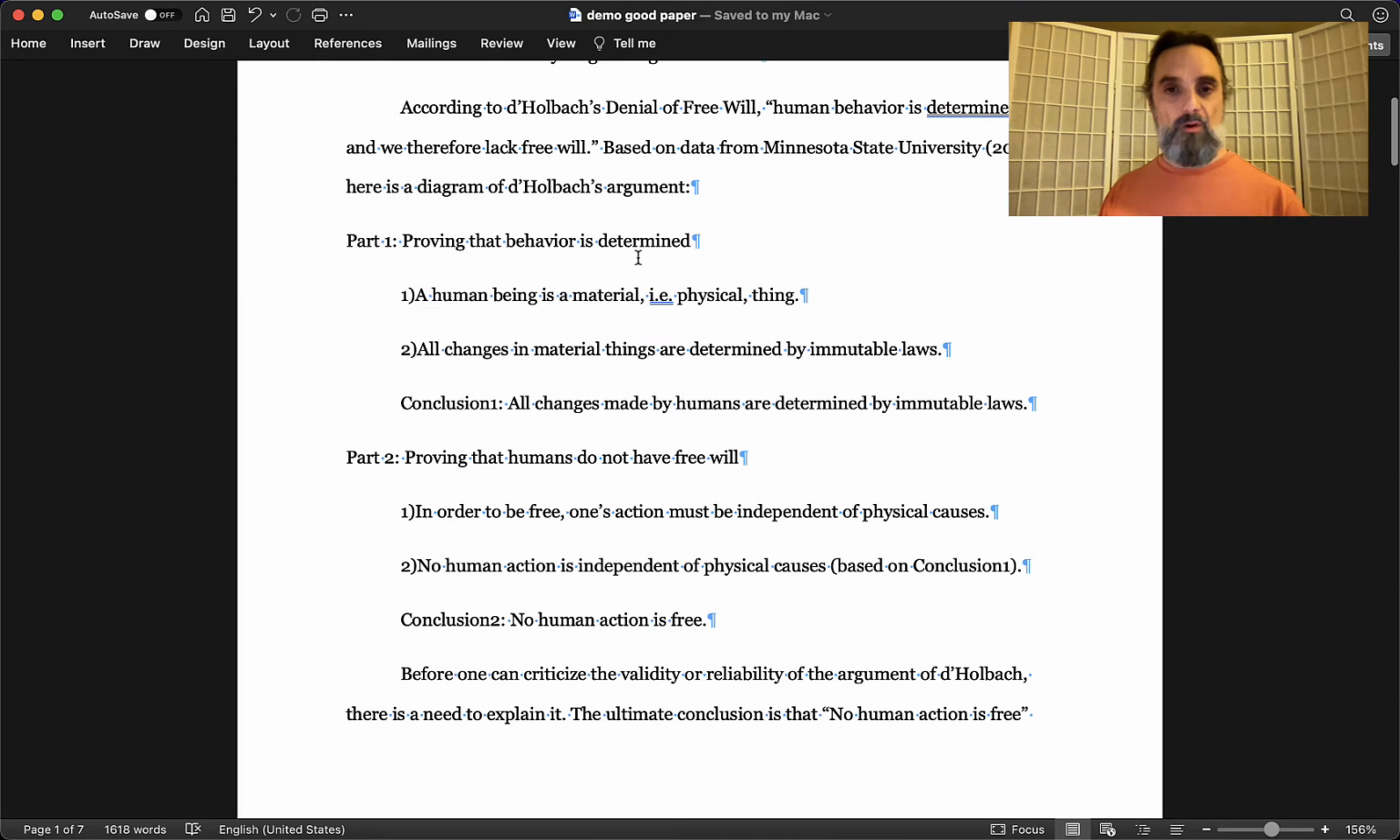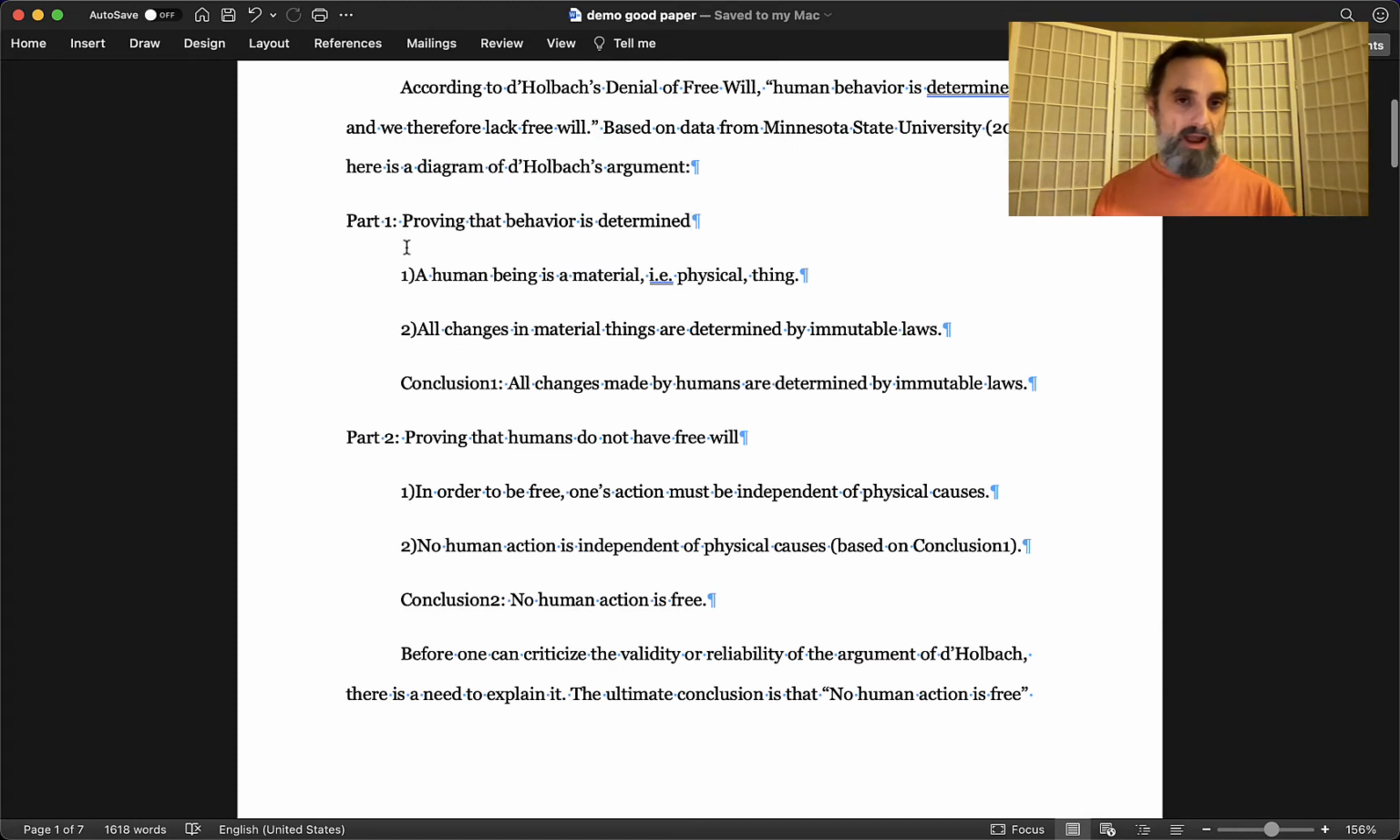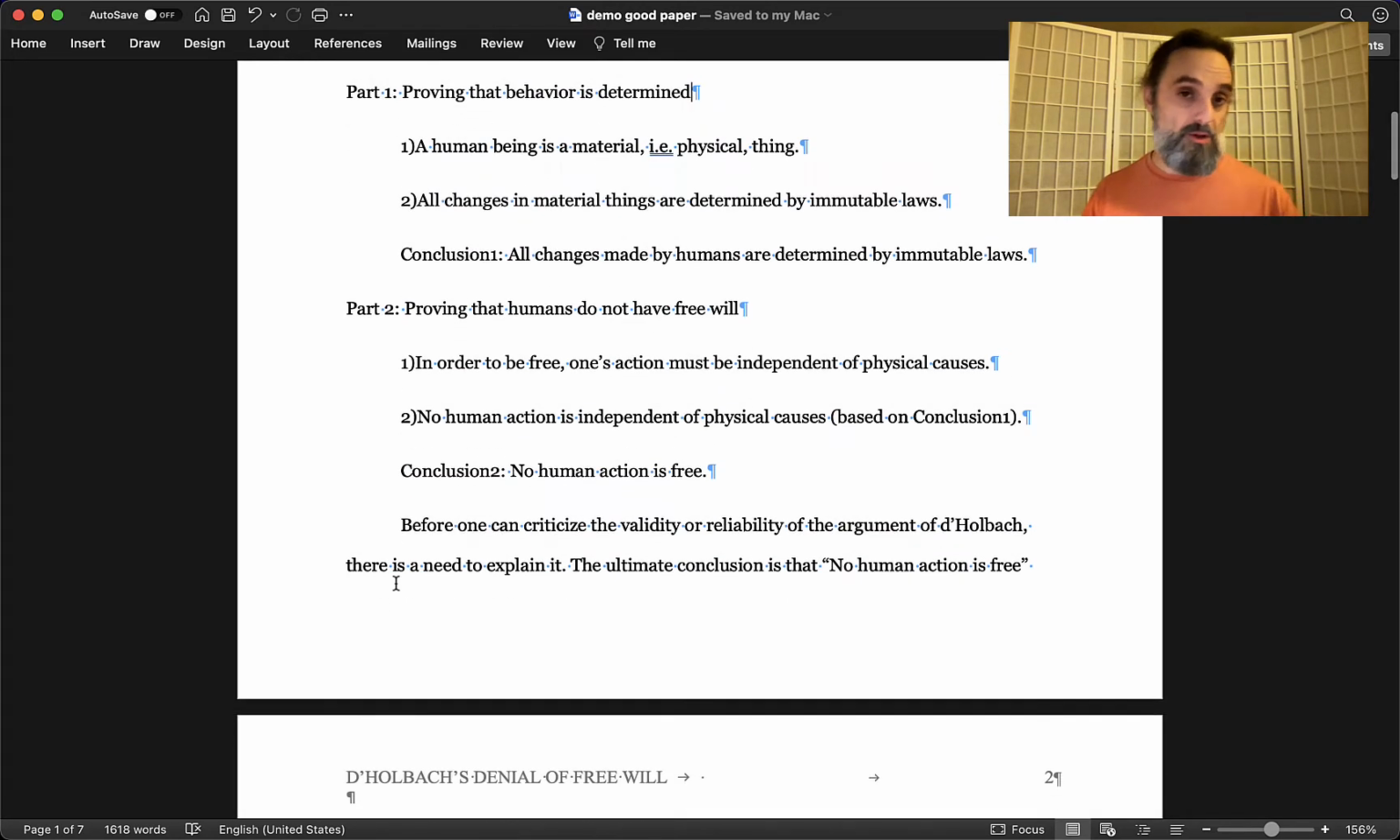So part 1, proving that behavior is determined. 1, a human being is a material, i.e. physical thing. 2, all changes in material things are determined by immutable laws. Conclusion 1, all changes made by humans are determined by immutable laws. Looks good so far. We have this premise conclusion form, and it's broken into actually 2 parts. You don't need to do it in 2 parts for your paper, but it's okay if you do.